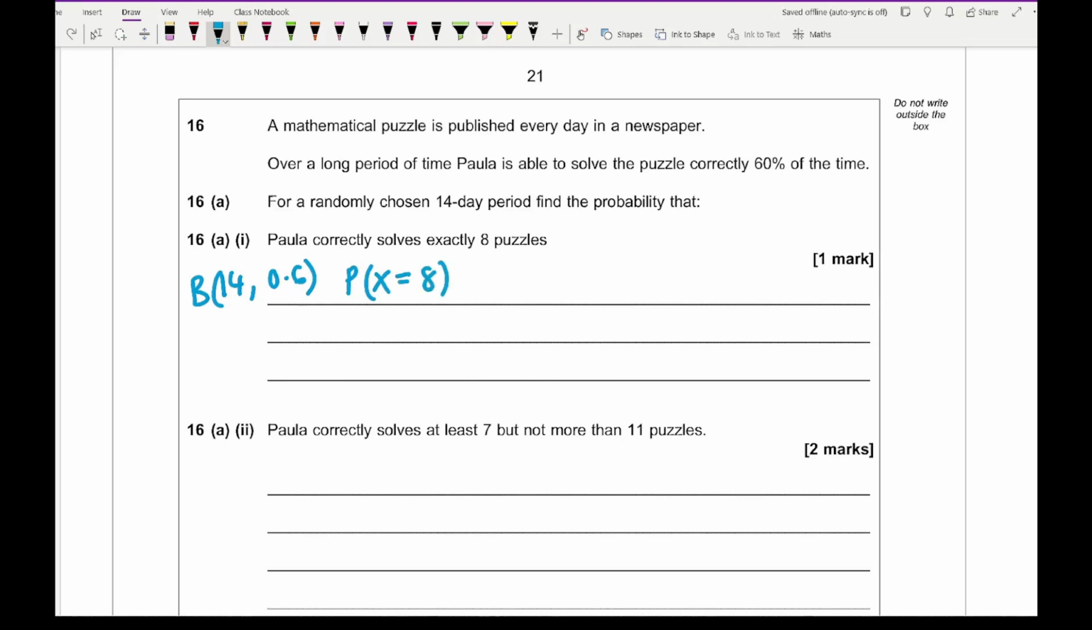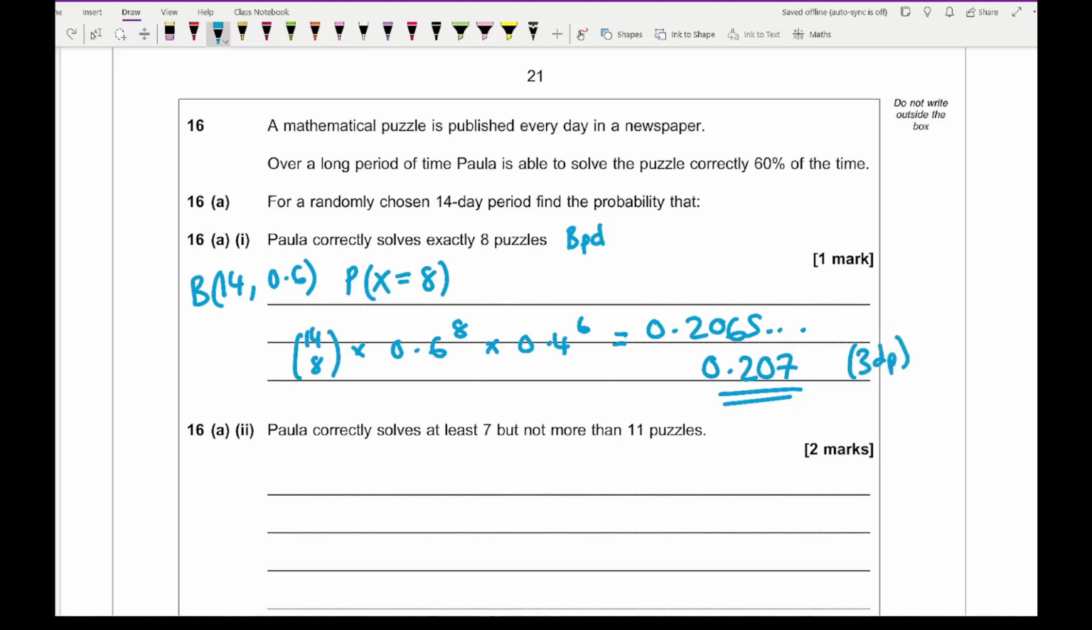So you can either use your calculator and substitute these numbers in using BPD on the calculator, or you could use the formula, which is 14, 8, using the nCr function. We want 8 correct, and the probability of failure is 0.4, and we want 6 failures. Now if I type that all into my calculator, I get an answer of 0.2065, and if I round that, I get 0.207, and that's to 3 decimal places, or sig figs, whichever floats your boat.